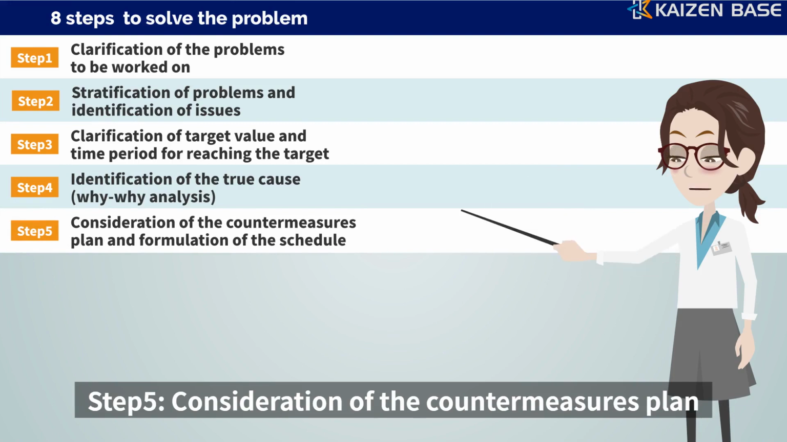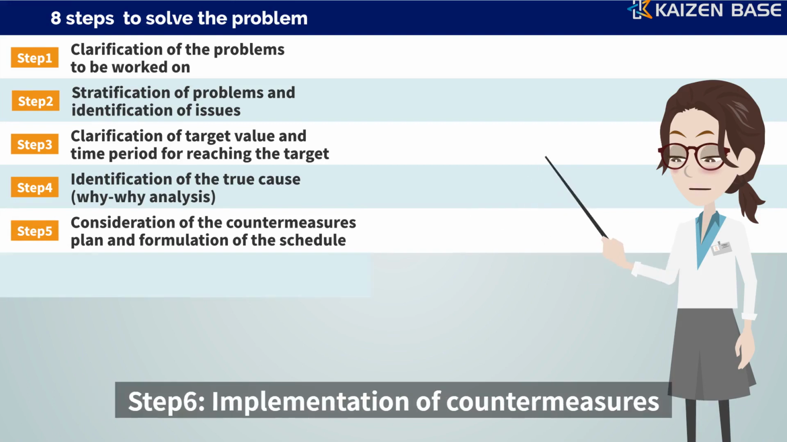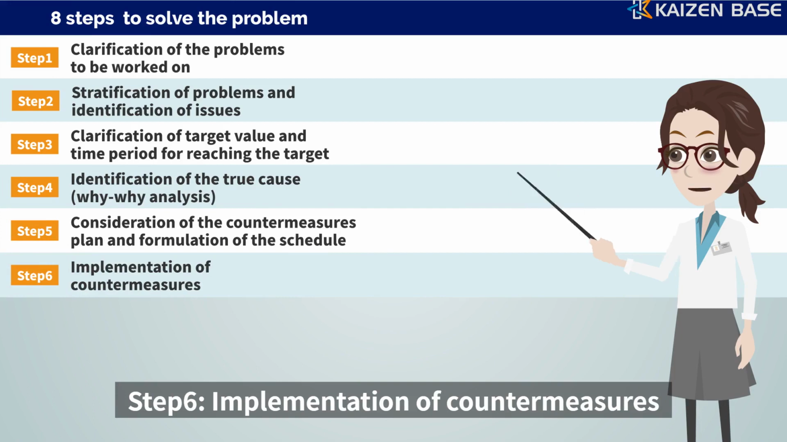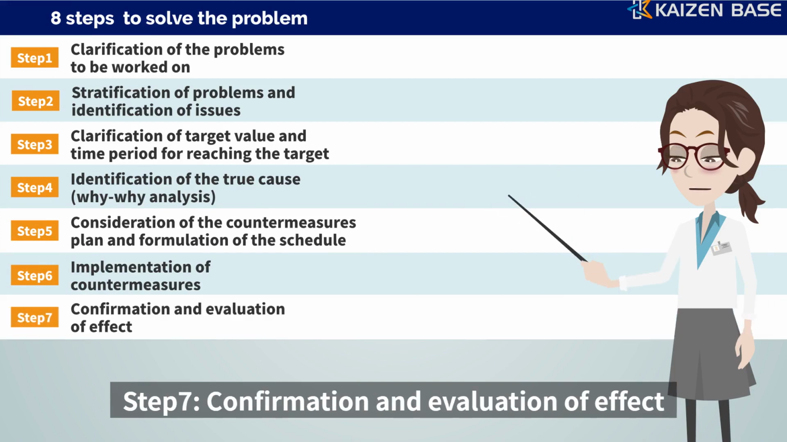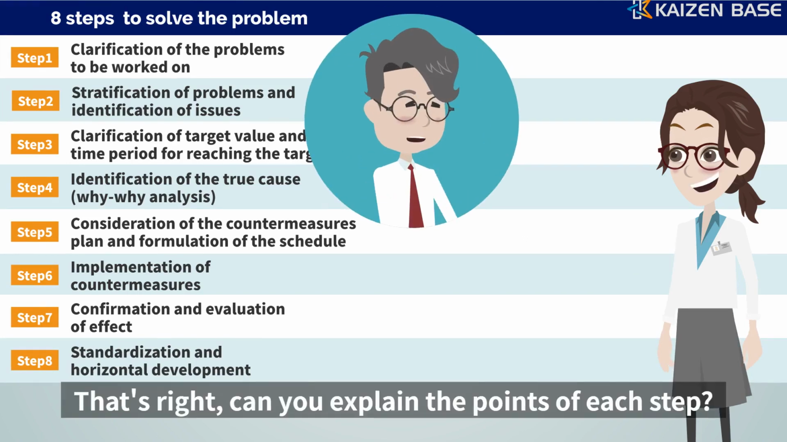Step 5, consideration of the countermeasures plan and formulation of the schedule. Step 6, implementation of countermeasures. Step 7, confirmation and evaluation of effect. Step 8, standardization and horizontal development. That's right. Can you explain the points of each step?